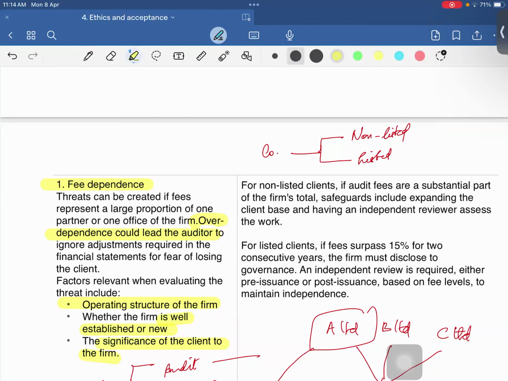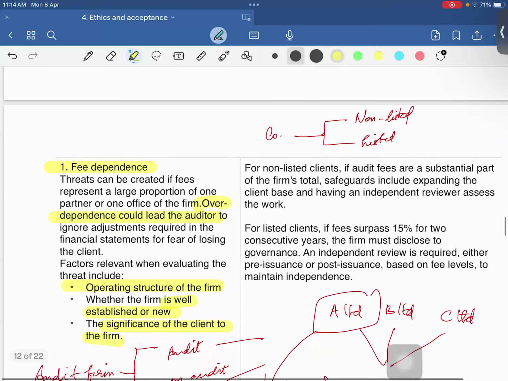Clear? Okay, just a moment, just a moment.